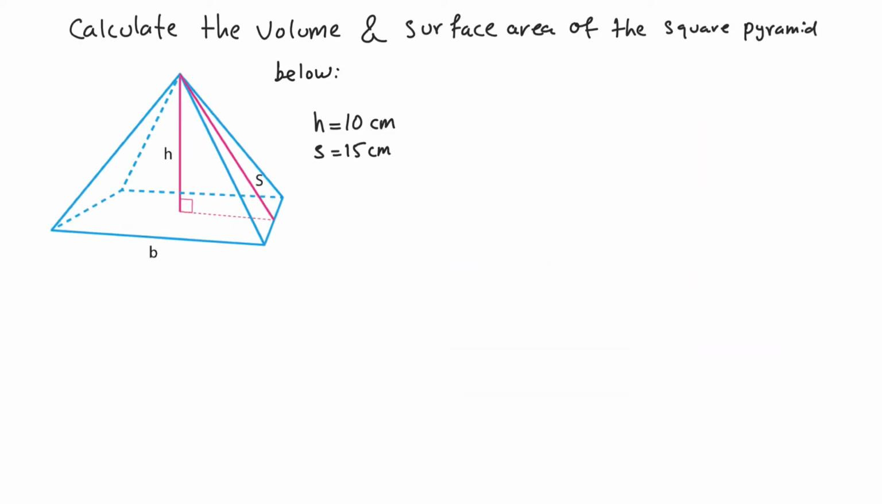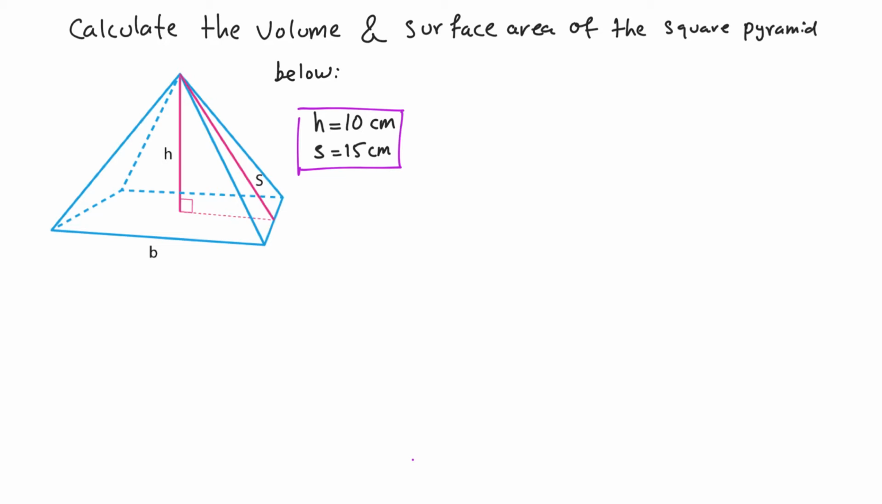Alright, let's do a few examples. So the first example says calculate the volume and surface area of the square pyramid below, and what's given to us is the following. We're given that the height of the pyramid is 10 and that the slant height is 15. So what I want you folks to do is to take a look at the question, try to figure out what approach you're going to take to solve it, try it out, and then come back and watch the answer.